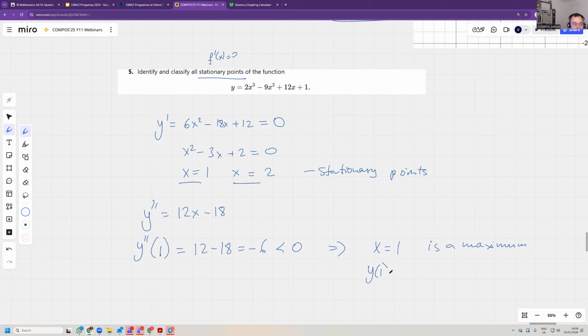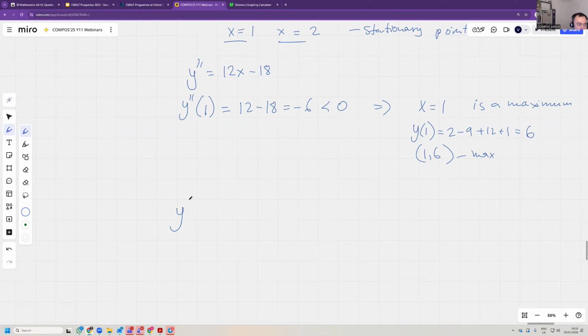So y of 1, I substitute, so that's 2 minus 9 plus 12 plus 1. So that is 14, 15, 15 minus 9 is 6. So (1, 6) is a maximum point.